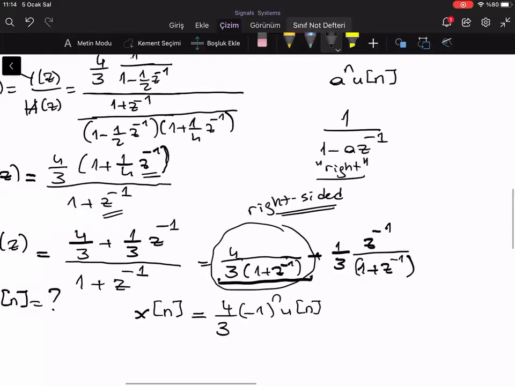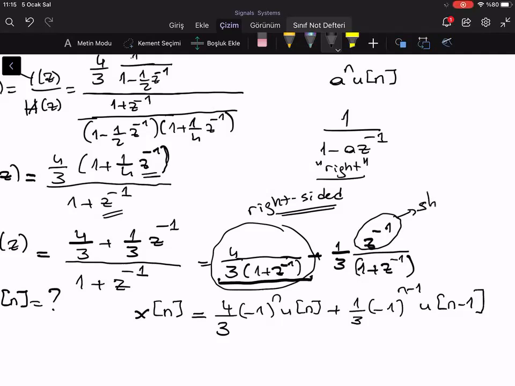How about the next one? 1 over 3, minus 1 to the power n, u of n. Is this part, what happened to this one? u of n minus 1, I think. u of n minus 1, like this, right? This minus 1 says shift one sample.